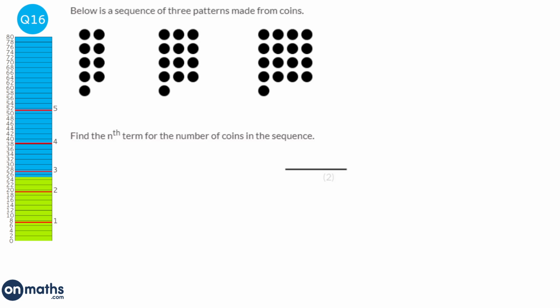Whenever we do these kind of questions, it's always best to convert the pattern into numbers. So we're just going to count the dots. So we've got 9 in the first one, then 13, then 17. So our sequence is going 9, 13, 17.